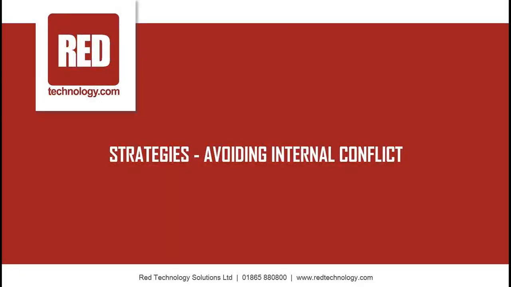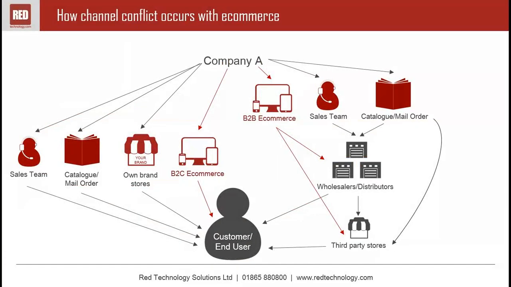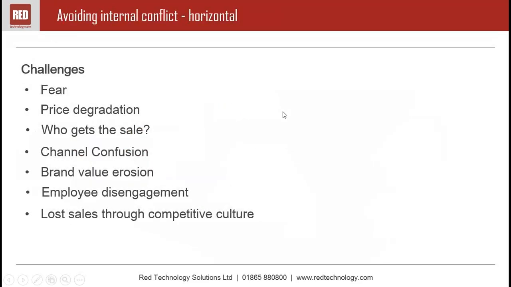So if we look at the internal side initially, how do we avoid this internal conflict? Just as a recap, with retail and B2B e-commerce being pushed in, these are the different areas where it's going to come into conflict. So what are the challenges that tend to come up internally? The first one that tends to get cited is fear. What does this mean to the sales guys if it's going to have an e-commerce app? Am I going to be losing my job? Are we going to have people who are no longer motivated because they're living in fear?